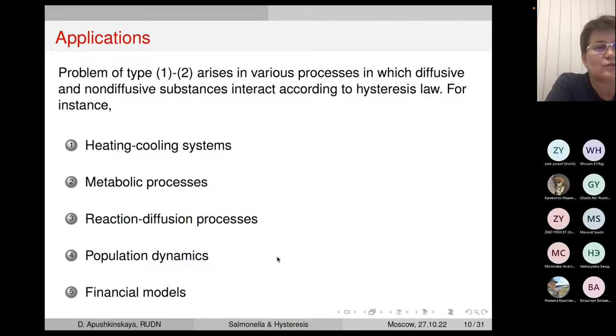Then some kind of metabolic processes, population dynamics. So we might have some region where we have very good job conditions, and then people come there, and the number of people who live in this area is just growing, but up to a certain limit. What happens then?